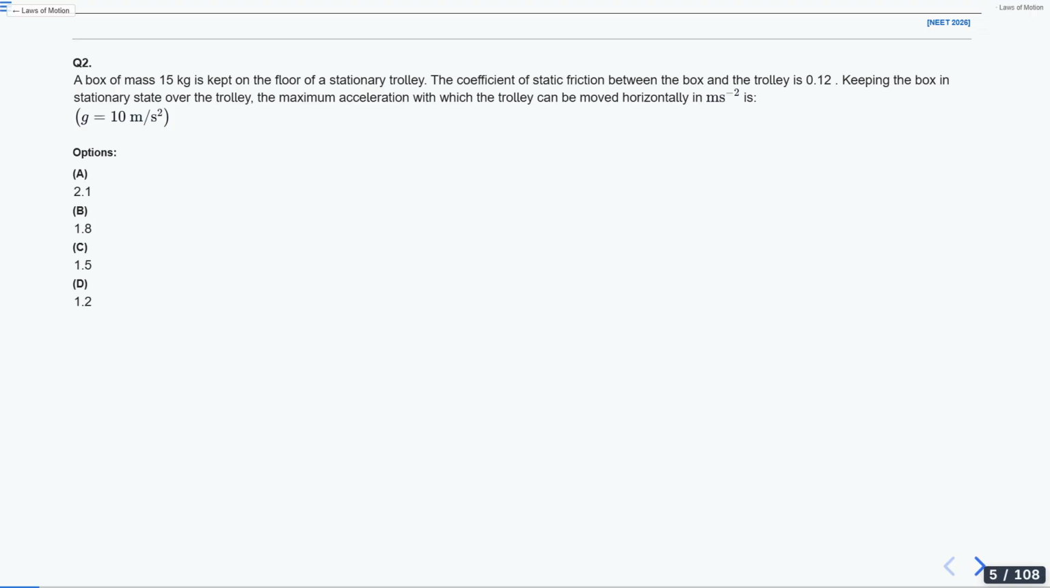So is it 2.1 meter per second square? Is it 1.8 meter per second square? 1.5 or 1.2 meter per second square? Selvi is saying, sir, option D is correct.